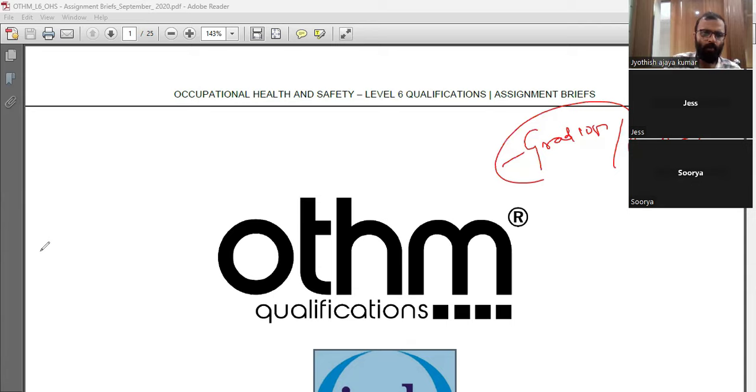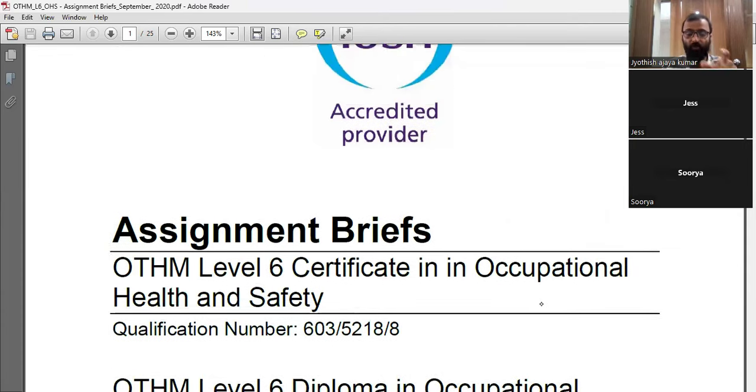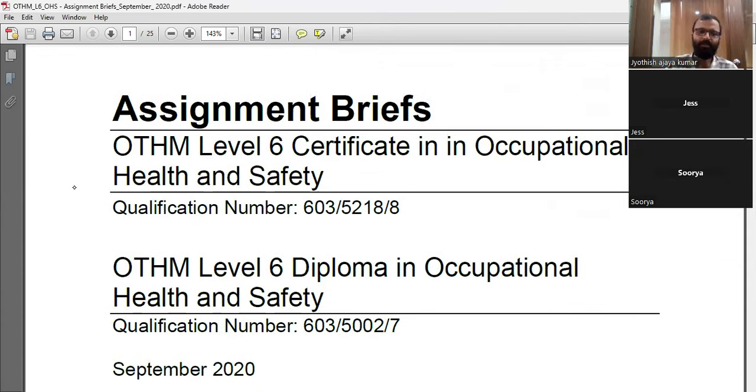So let us come into the class of OTHM. This OTHM qualification is actually approved by IOSH for getting this level 6 qualification. OTHM has a number of qualifications, right from tourism to hospitality to MBA. There are a number of qualifications which OTHM has. It is basically a university in UK.